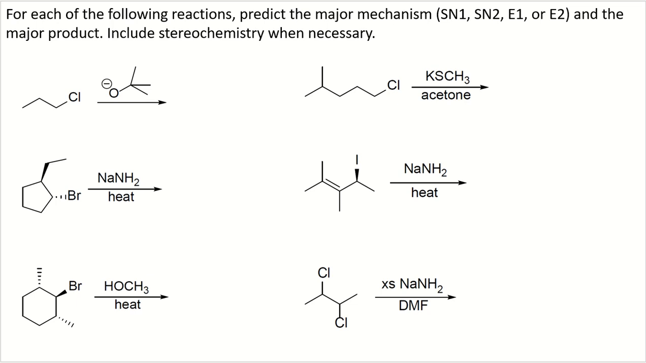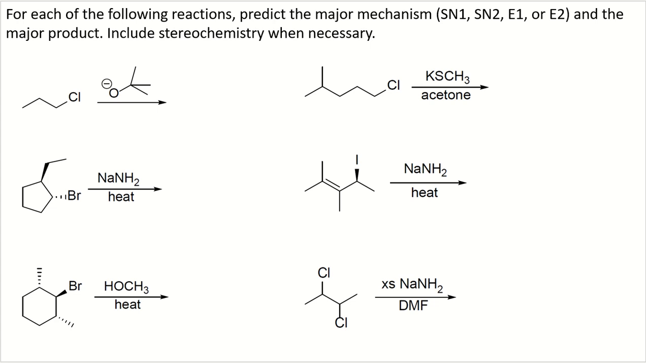So here we're going to look at some examples for substitution and elimination, and we're going to have to decide the mechanism that these are going through. Now remember the general way is to first look at our alkyl halide, identify as primary, secondary, tertiary. Then we look at our reagent. Is it a base, nucleophile, both, strong, weak, bulky, things like that. And then last I like to look at the conditions such as the solvent and the temperature.